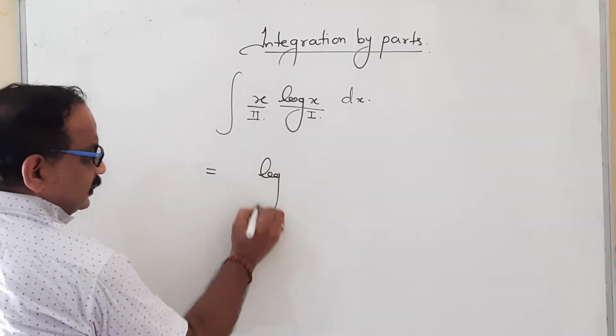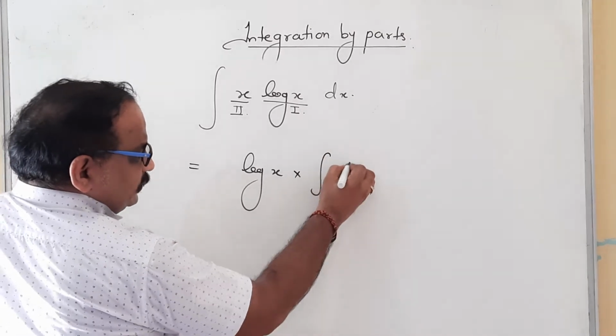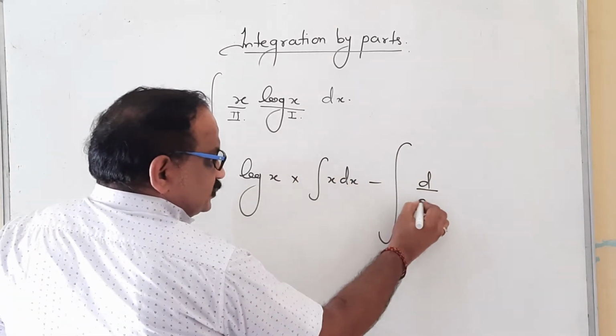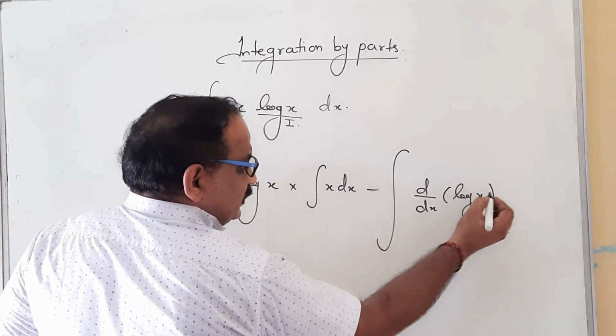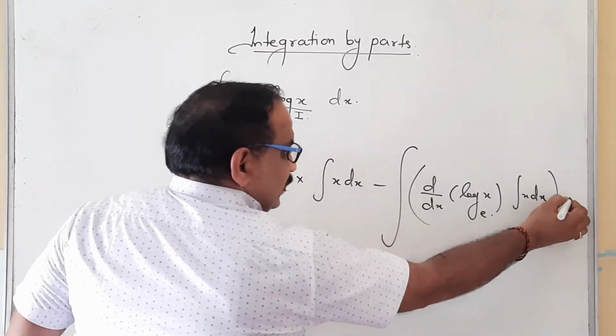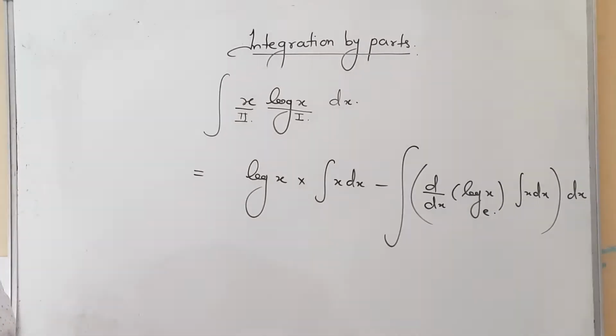What does the rule say? Drop the first. So, dropping it, integrate the second, that is, x dx, minus the differentiation of the first function, that is, d/dx of log x, on base e, and the integration of x dx, and combine with the integration again, that is dx. That is the result we have executed.